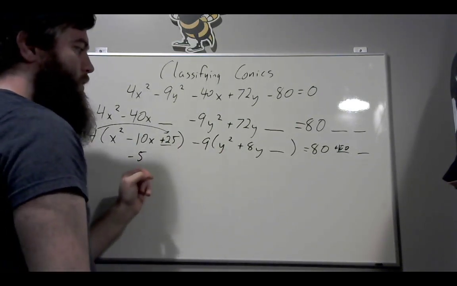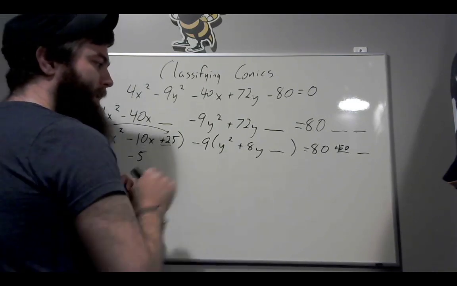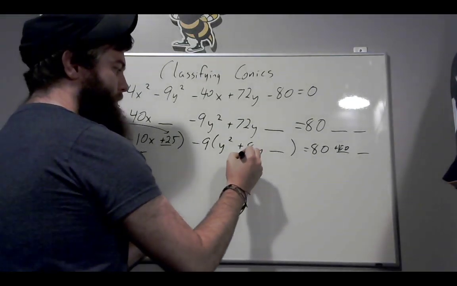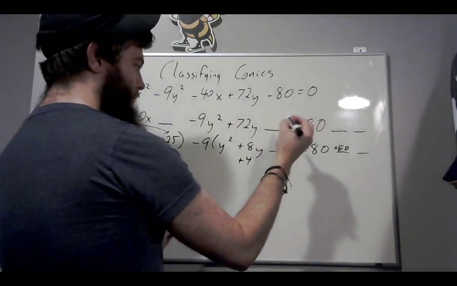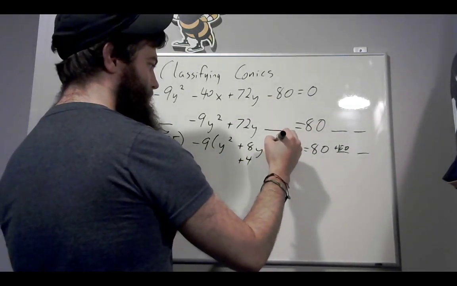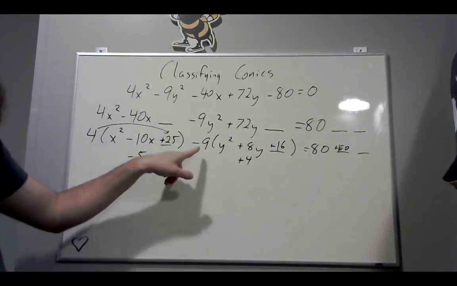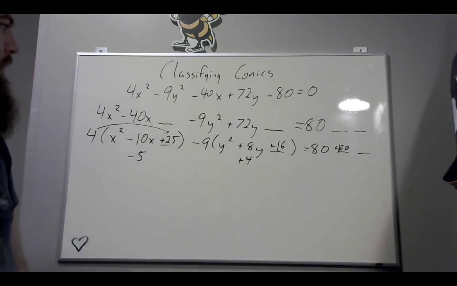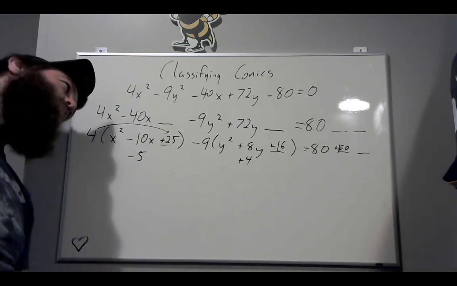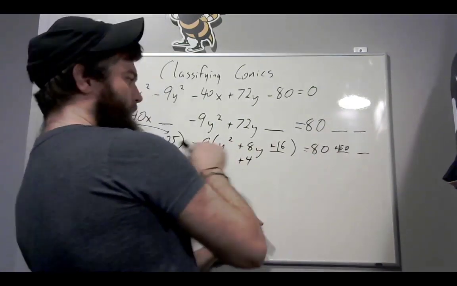So same with over here. I'm going to start to complete this square as well. So I'm going to take half of this 8, which is a positive 4. I'm going to square that, which is a positive 16. So then I need to multiply negative 9 times positive 16, which gives me 144. So a negative 144.